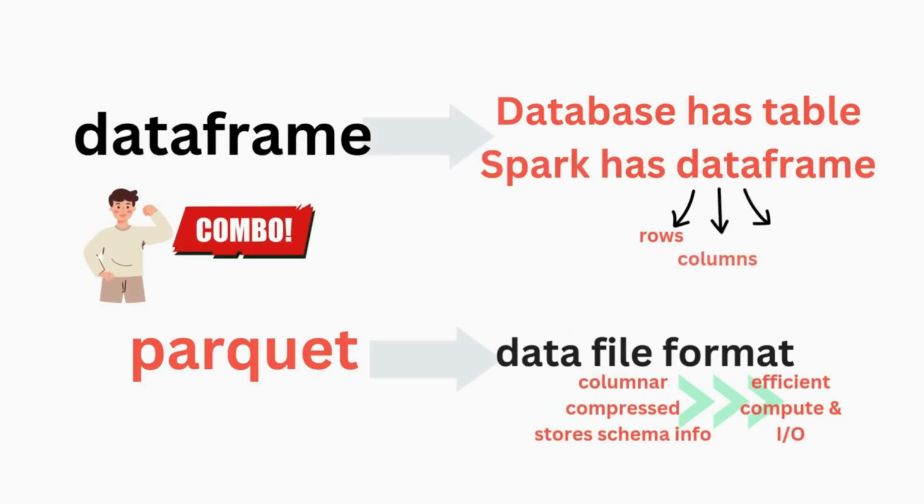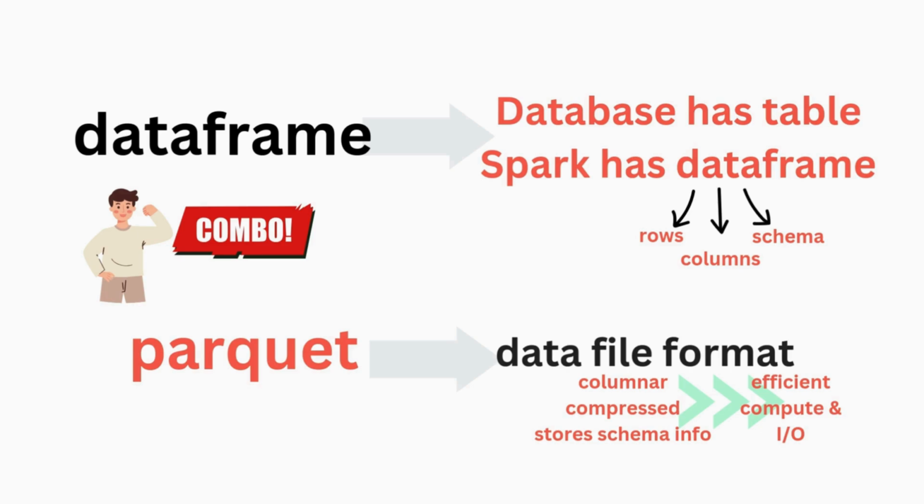So Dataframe and Parquet, what is Dataframe? If database has table, Spark has Dataframe. So if you're somebody who is moving from a database background to Spark, Dataframe will be your best friend. Dataframe has rows, columns, and schema information. So it is somewhat equivalent to what you have tables in any database environment.